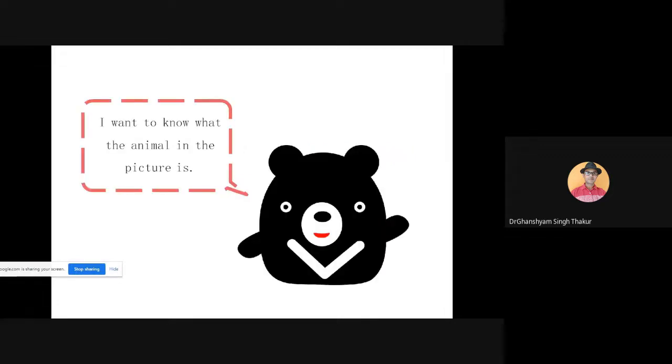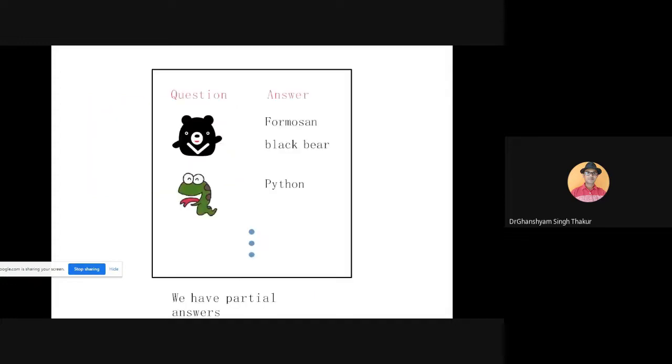So I want to know what the animal in the picture is. So this is the problem. First of all, you have to ask the question. The question, what is the problem, and the answer, the formation black bear.